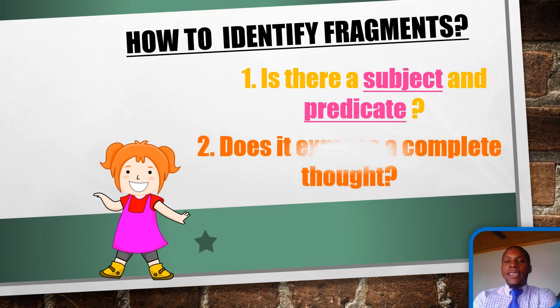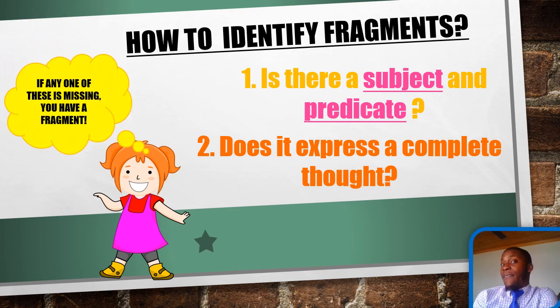The third component is that the sentence must express a complete thought. So we're not left feeling or longing for something. We don't feel as though something has been kept or nipped away from us. This is how we know we have a complete thought.